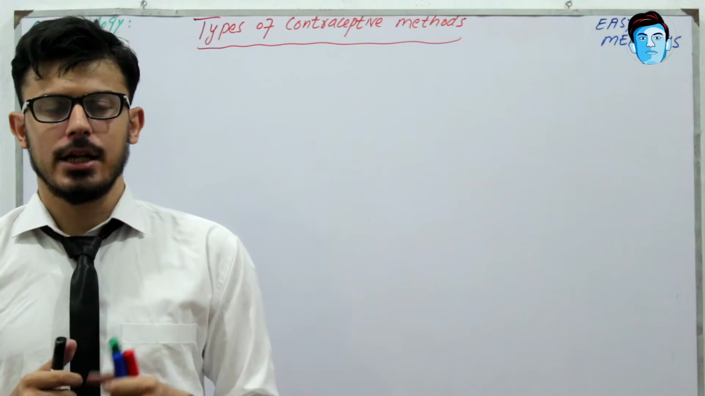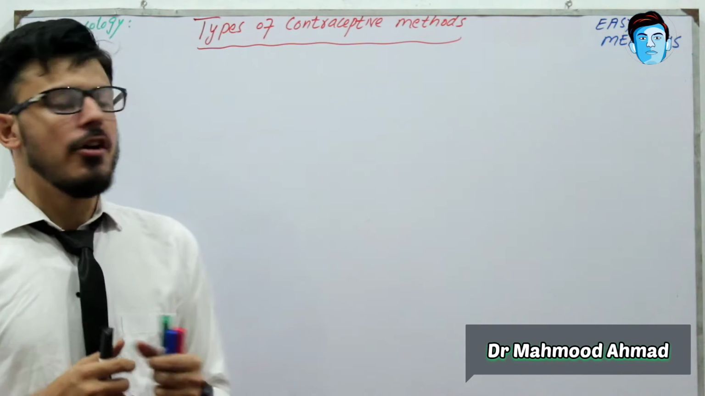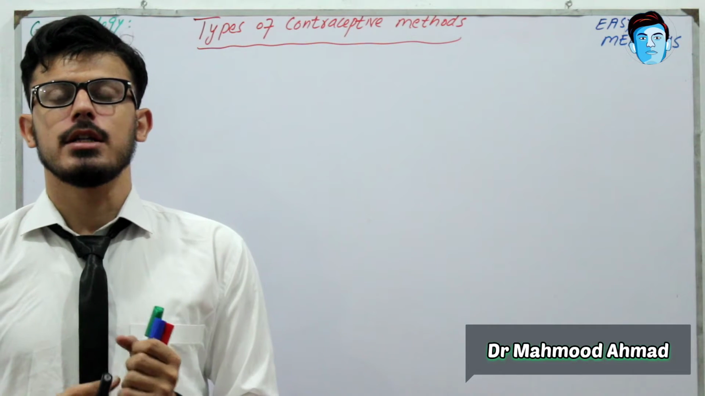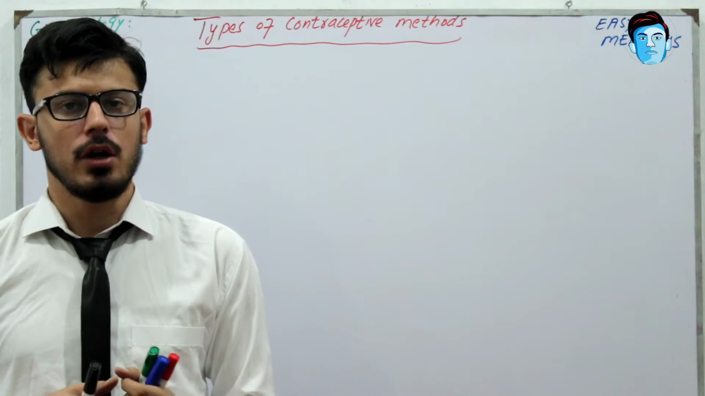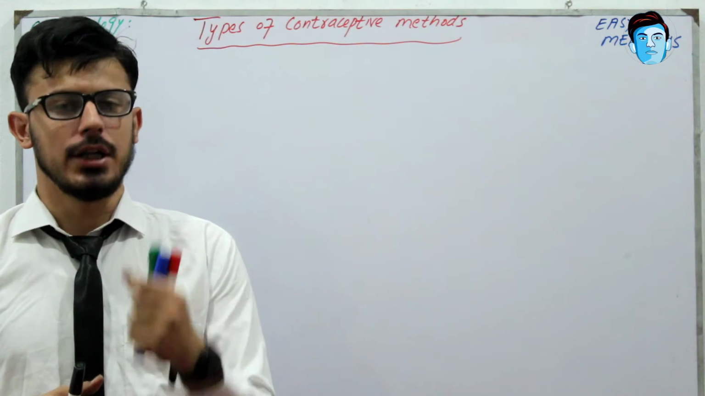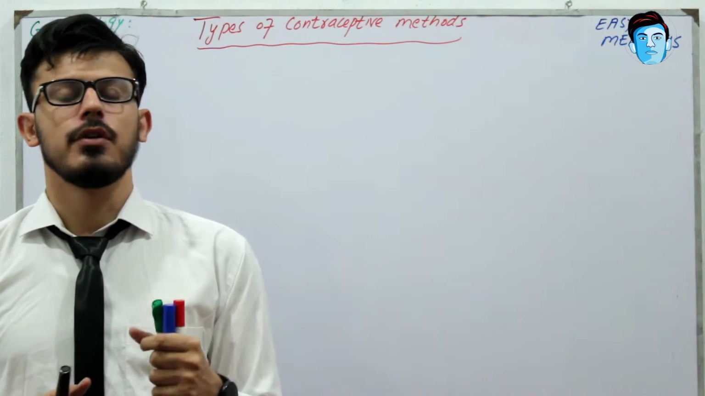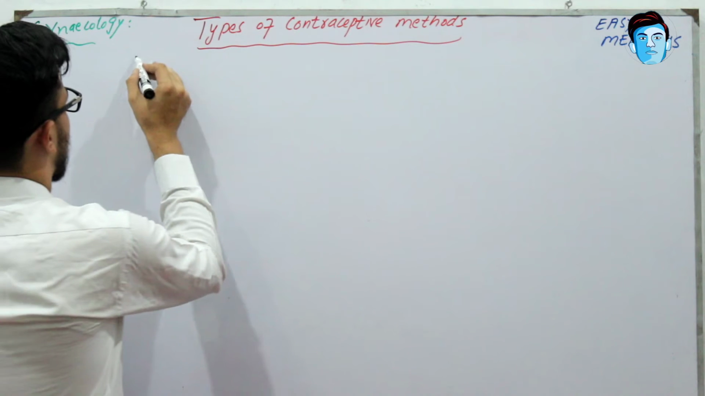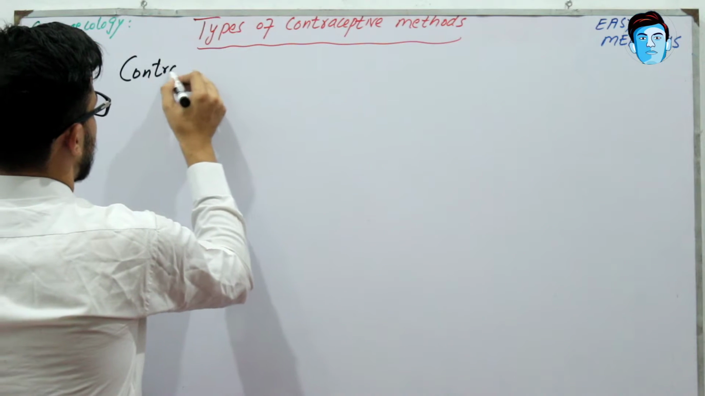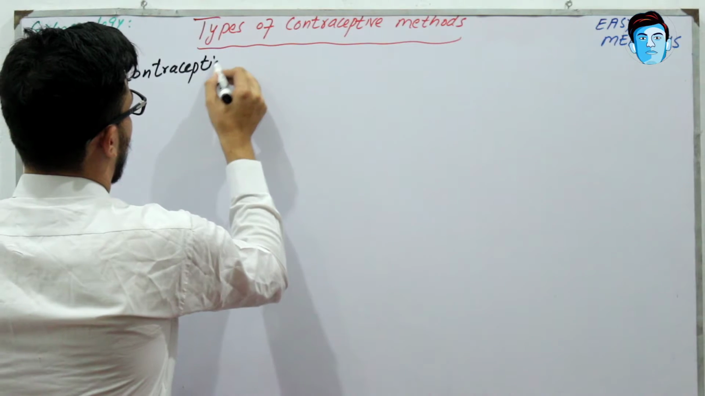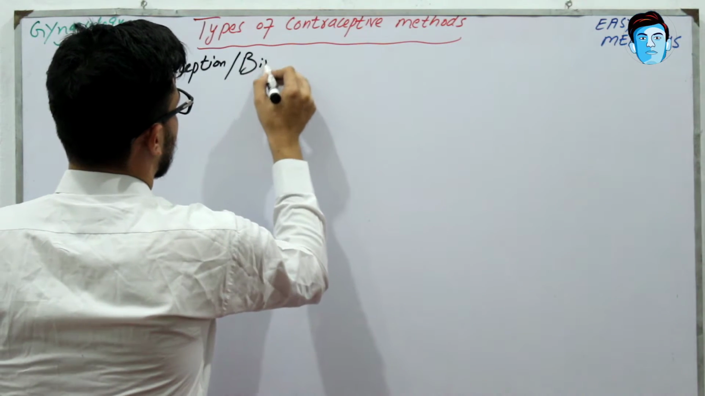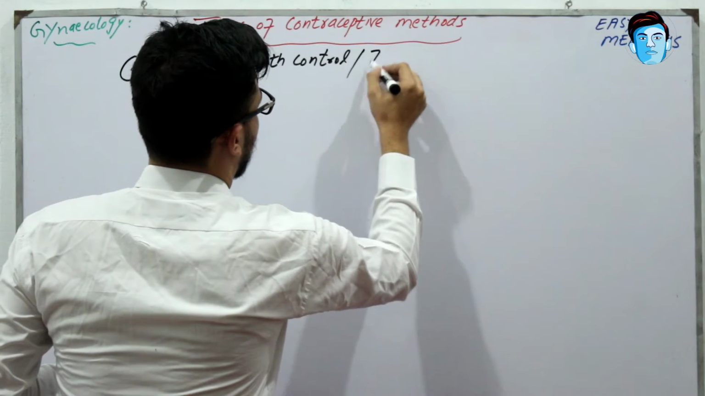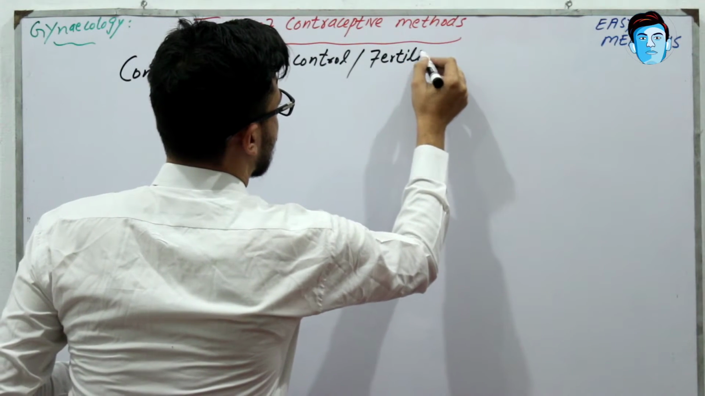So before discussing types of contraceptive methods, first let's understand the term contraception. Contraception is also called birth control, also known as fertility control, and is also referred to as anti-conception.